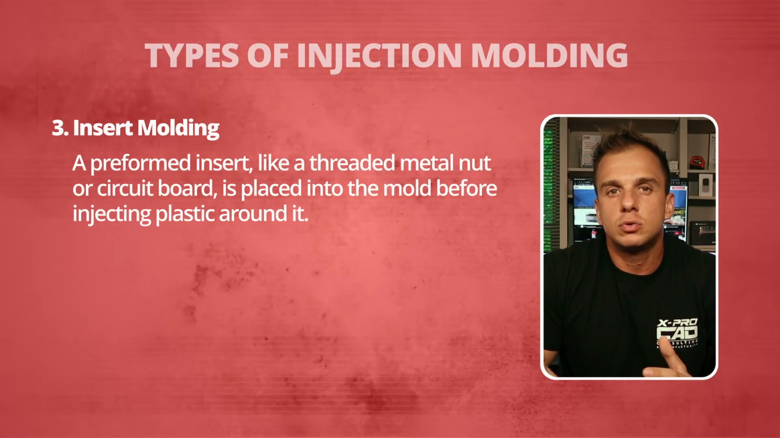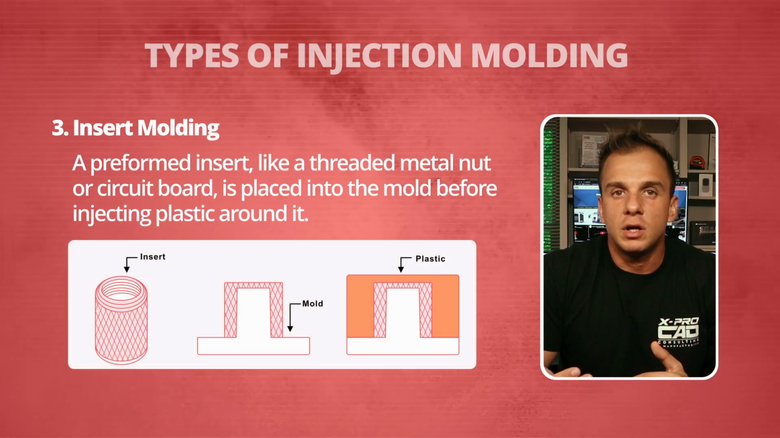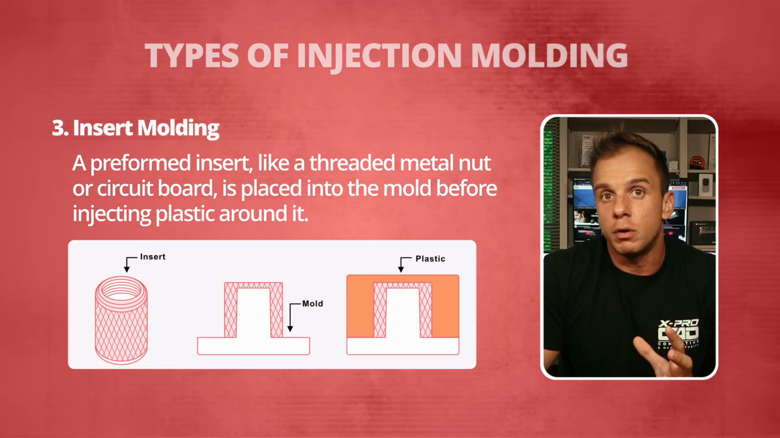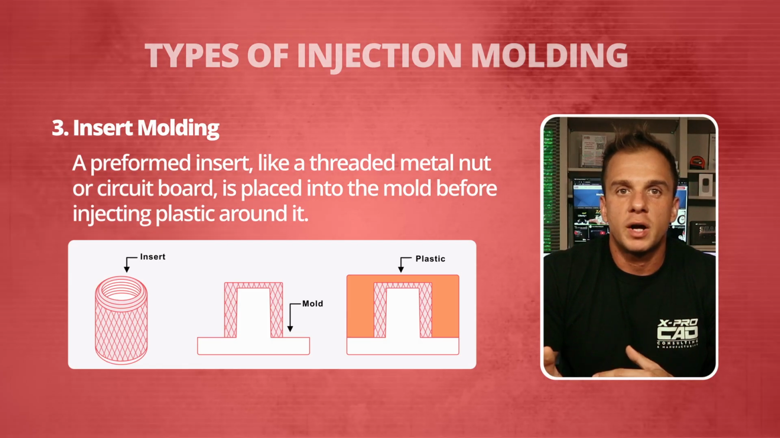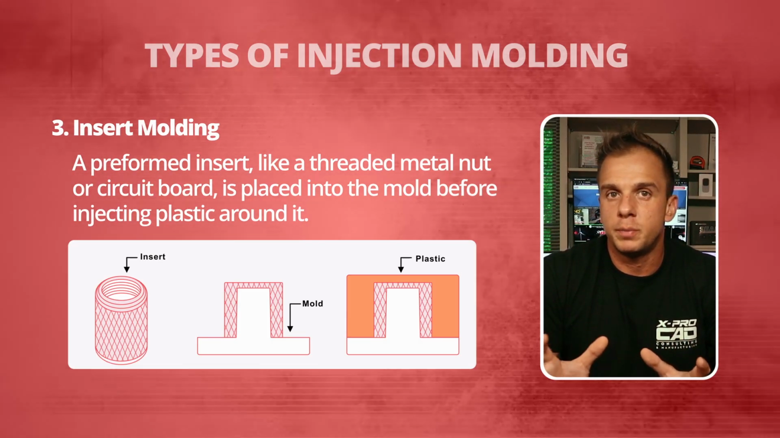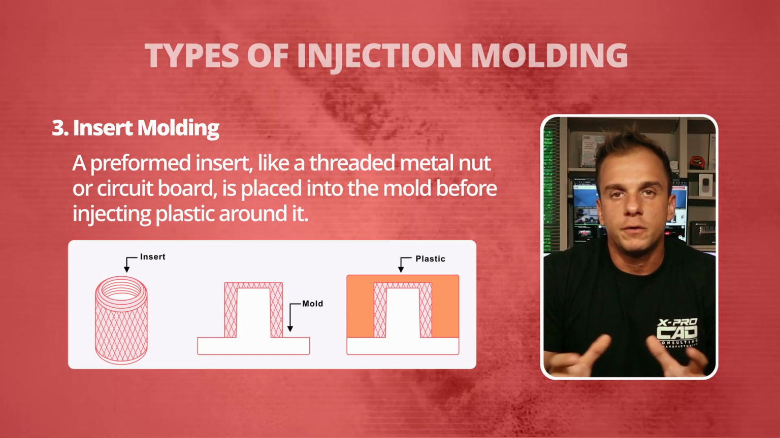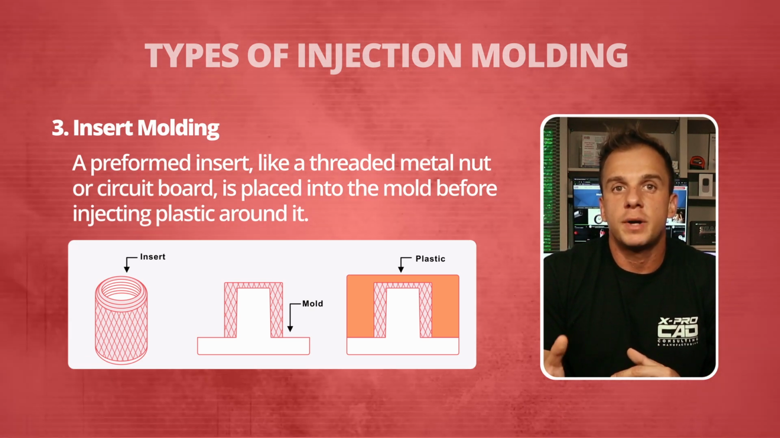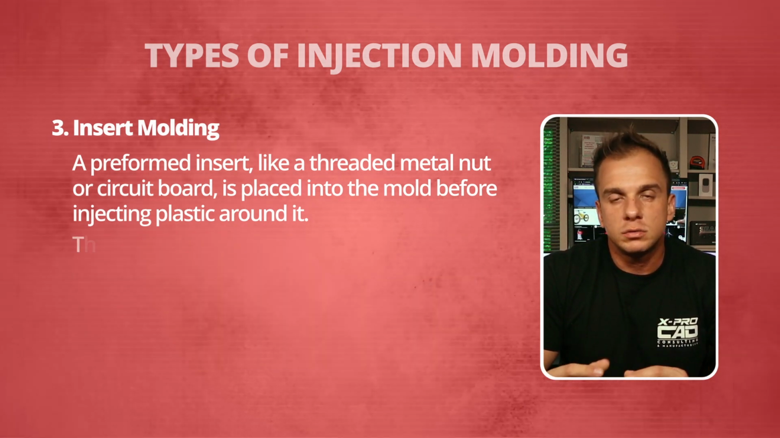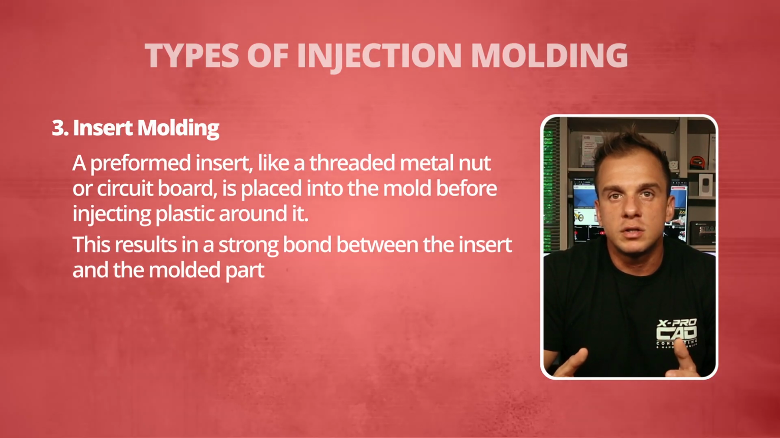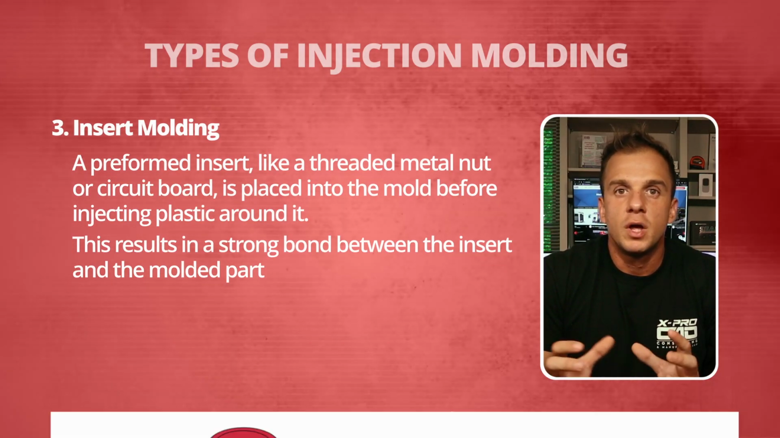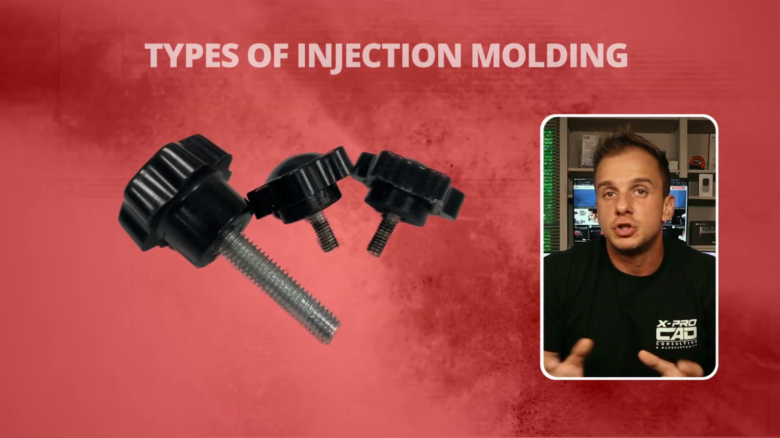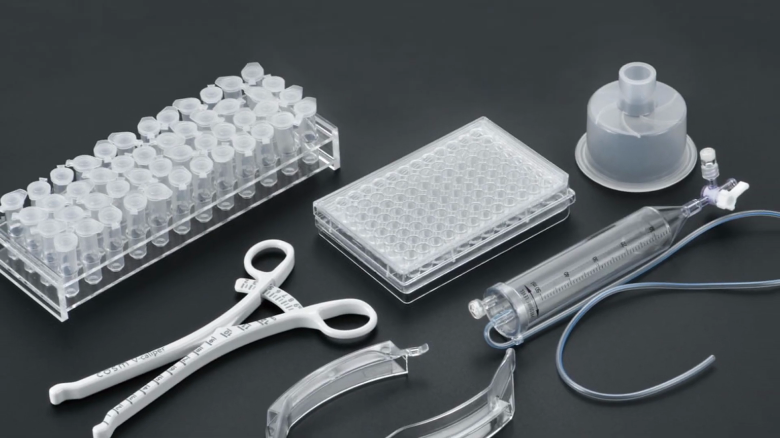And now we have insert molding. Insert molding is similar to overmolding, but typically involves placing a preformed insert, like a threaded metal nut or circuit board, PCB, into the mold before the injection molding process, basically before injecting the plastic around it. The result is a strong bond between the insert and the molded plastic. Examples include knobs with metal threads, some surgical instruments, and connectors.